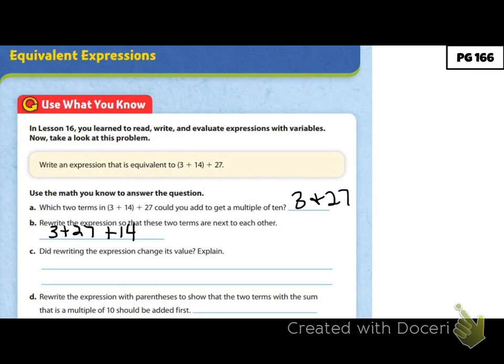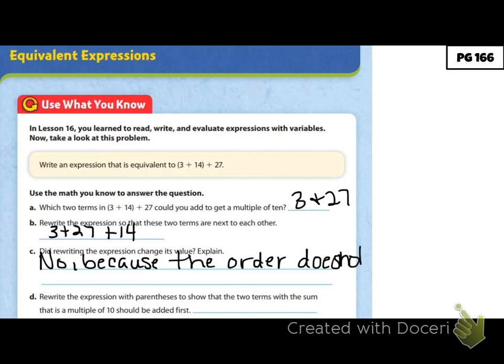C, did rewriting the expression change its value? No, because the order does not change the value. Doesn't matter what order we add them, we're still going to get the same answer.